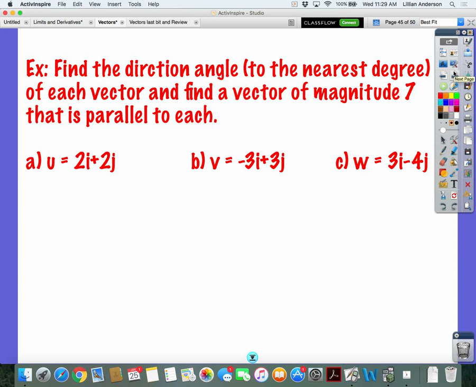All right, so we are going to find the direction angle to the nearest degree of each vector, and we're going to find a vector of magnitude 7 that is parallel to each, to reinforce this concept, okay? So basically, we have these different vectors that are in unit vector form, that's the i's and j's from before, and they are to be bolded. So make sure you write your vector, the arrow notation of both i and j.